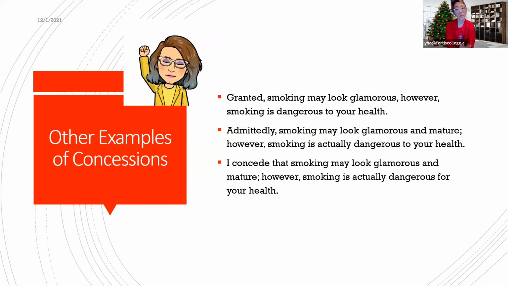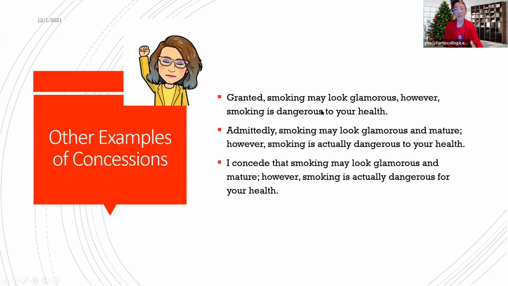Admittedly, smoking may look glamorous and mature. However, so here you have granted, admittedly, I concede. You can use those words to start what you agree with on the other side. And then you can pivot and use however, or any other transition word of opposition. I suggest you get a transition word list so that you don't keep using however, because there are a lot of transition words of opposition that you can use.